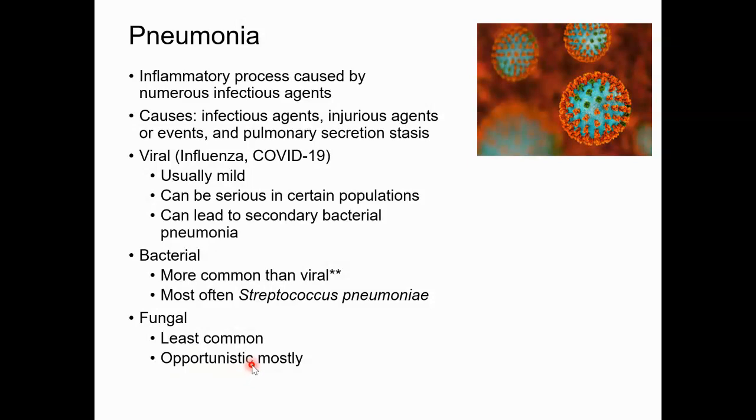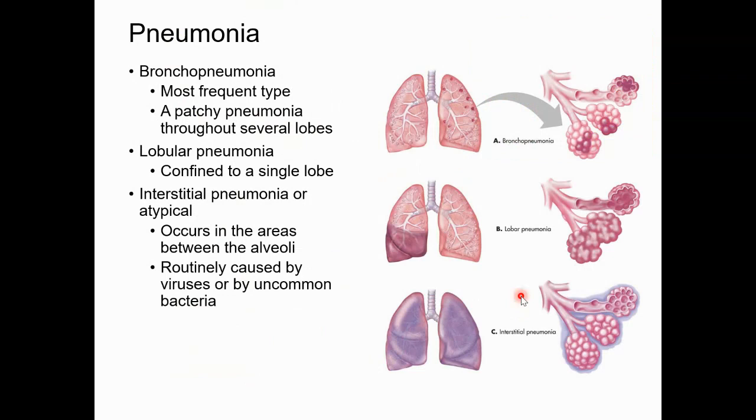So pneumonias cause a lot of patients being admitted to the hospital, more than 1 million hospitalizations annually and about 50,000 deaths annually, and most commonly we see this in patients who are 65 and older. So, some classifications of pneumonia in regard to the locations. It could be a bronchopneumonia, a lobar pneumonia, or an interstitial pneumonia, which we call an atypical pneumonia.